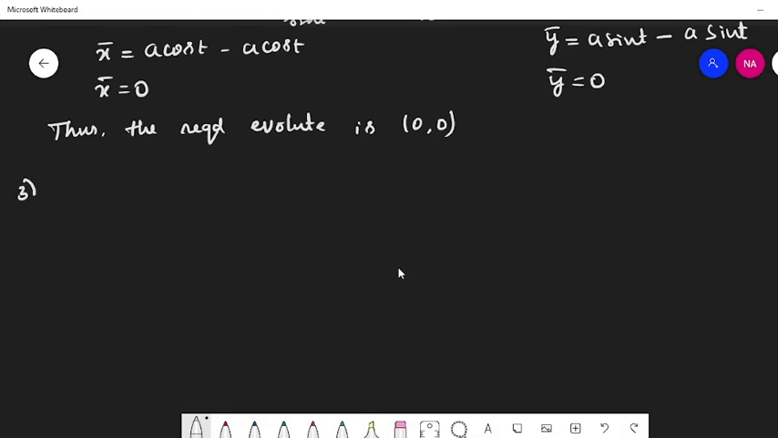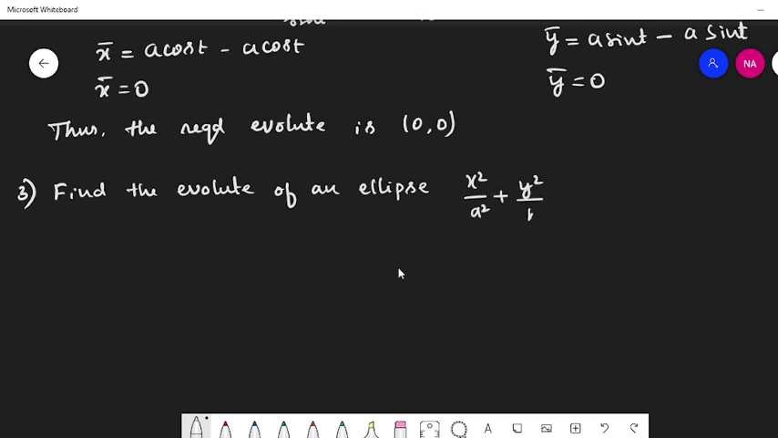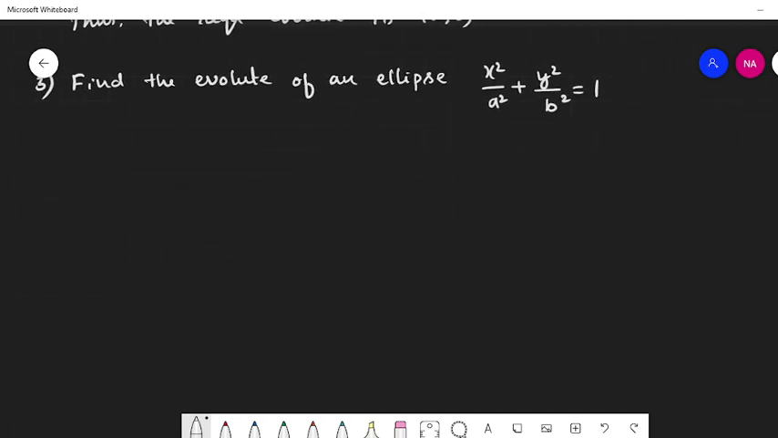Next, problem 3. Find the evolute of an ellipse x square by a square plus y square by b square equal to 1. So I have to find the evolute of an ellipse. Solution.